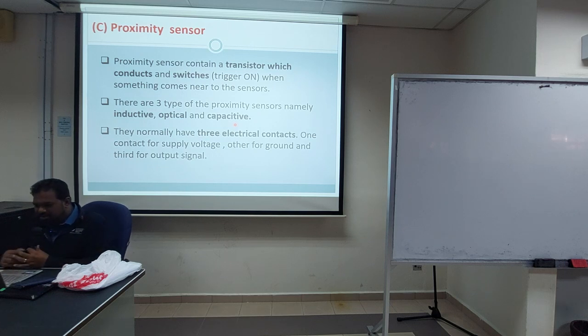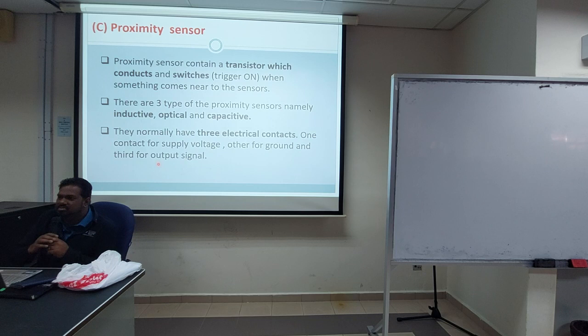Okay, so dia ada tiga jenis. They normally have three electrical contact. One contact is for supply, other for ground, and third for output signal. Yang ni macam sensor electrical biasa. Okay, so if you buy for your final year project nanti, so ramai yang akan gunakan sensor. Selalunya kita boleh tengok setiap sensor tu ada 3 pin. Pin pertama adalah VCC, selalunya 5 volt. Second adalah your ground. Third adalah your signal.